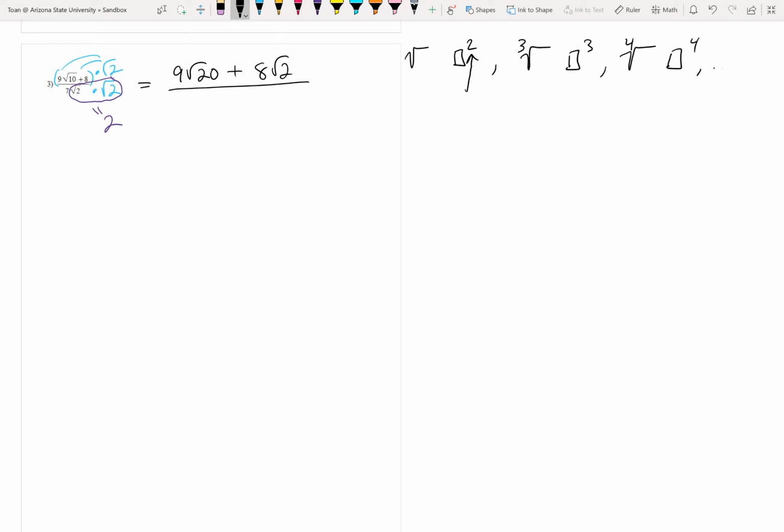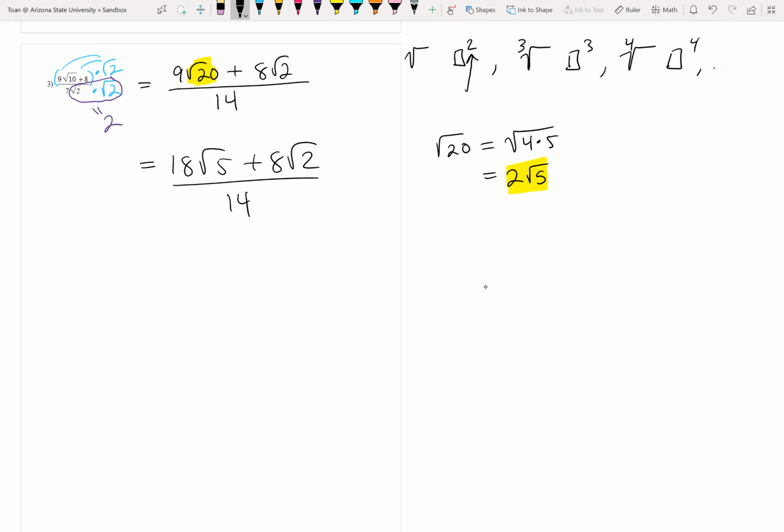So in the denominator, we have 7 times 2, which is 14. Now, the instruction did say simplify, and I know that square root of 20 is pretty big. We can probably simplify him. That's the same thing as square root of 4 times 5, and of course, square root of 4 is 2. So note that the 2 radical 5 is just the square root of 20. Well, we have a 9 in front of it. So when we simplify square root of 20 as 2 radical 5, we have to multiply the 9, which gives us 18 radical 5. Plus 8 radical 2 over 14.